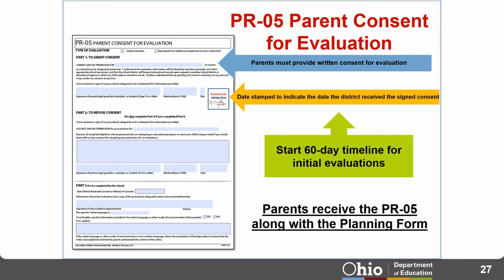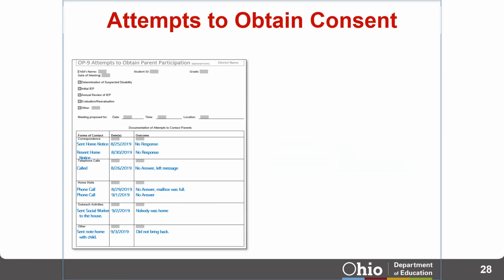Reasonable attempts to conduct meetings on additional dates, not simply attempts to include the parent in one single meeting date, must be demonstrated by the district. This can be documented on the OP9 Attempts to Obtain Parent Participation form or a district-created form. The informed parental consent for a re-evaluation need not be obtained if the school district can document that it made reasonable attempts to obtain such consent and the child's parent has failed to respond.